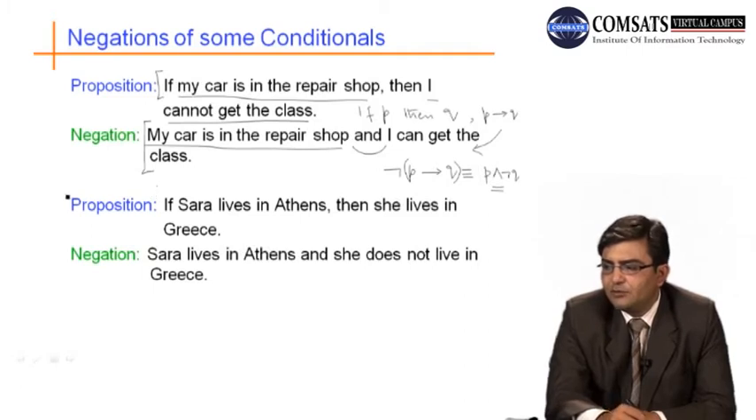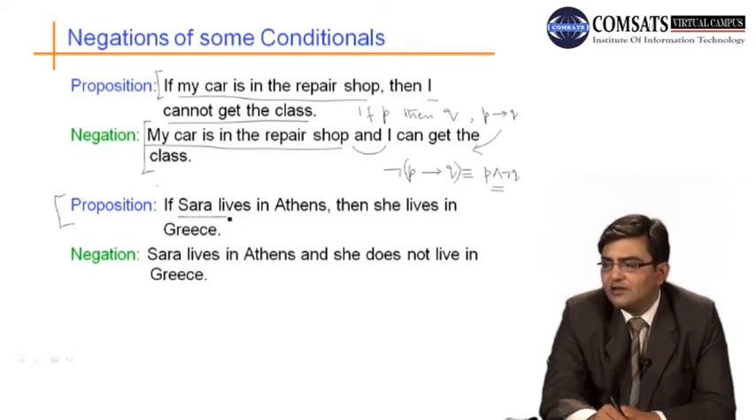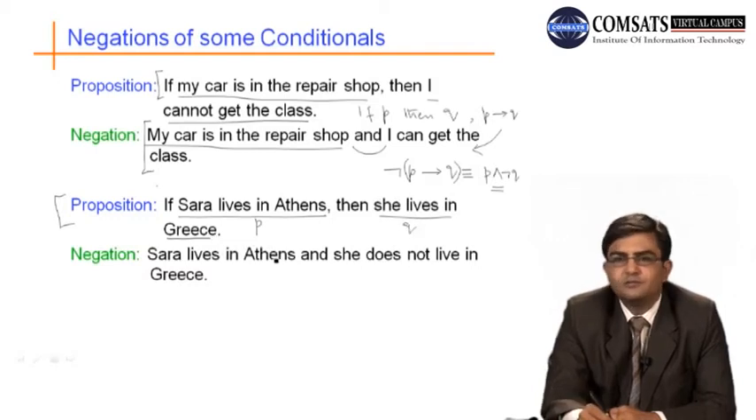Another proposition, how can we negate it? If Sarah lives in Athens, then she lives in Greece, as Athens is the capital of Greece. So what is the hypothesis here? This is the hypothesis. We can call it P. Here we have then, and she lives in Greece. What is this? This is the conclusion. This is Q. So this statement is actually P implies Q.